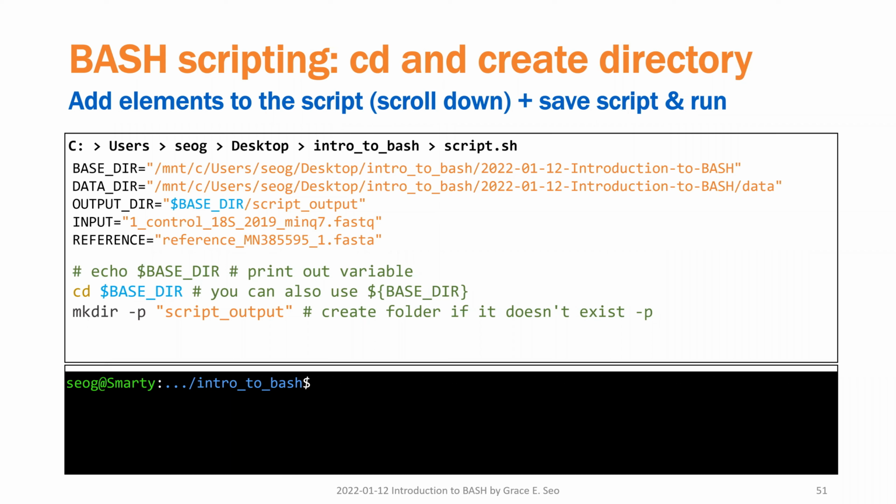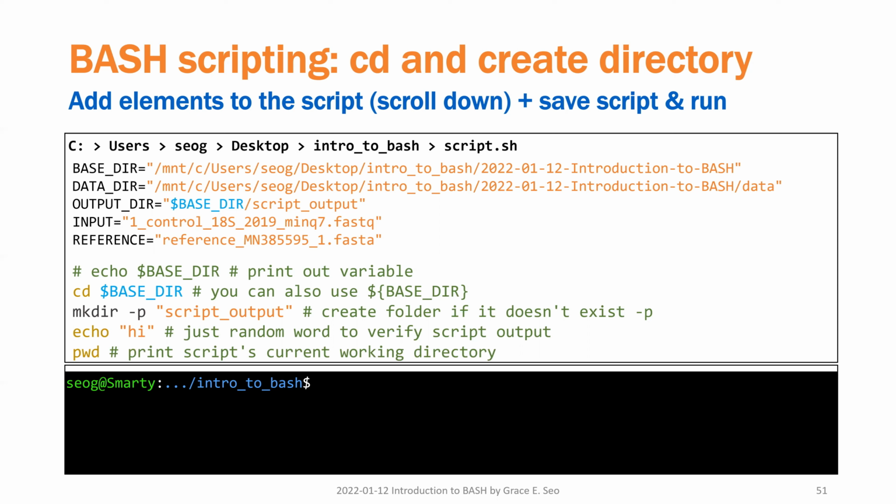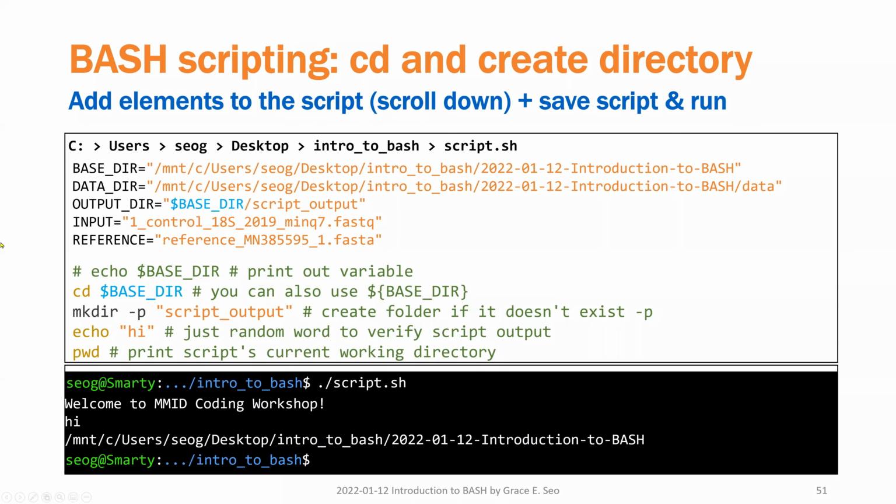So this is just one thing to use additional parameter. Again, just to make sure that our script successfully reached creating a folder, let's add a little echo to print out a random message and check the script's final working directory with the pwd command. Finally, save your script and run it again. Now here we can see the welcome message, hi message, and this final pwd output. So the script was in this directory before it ended.